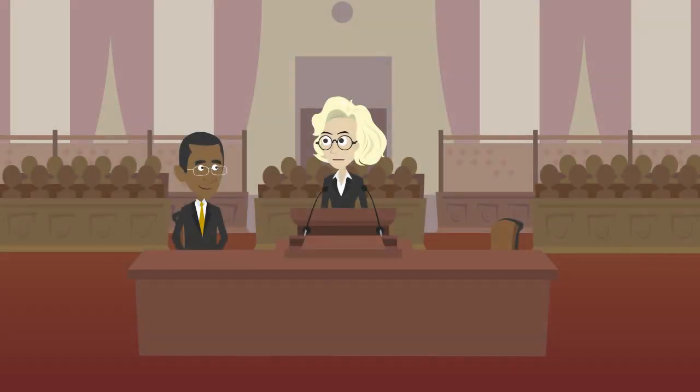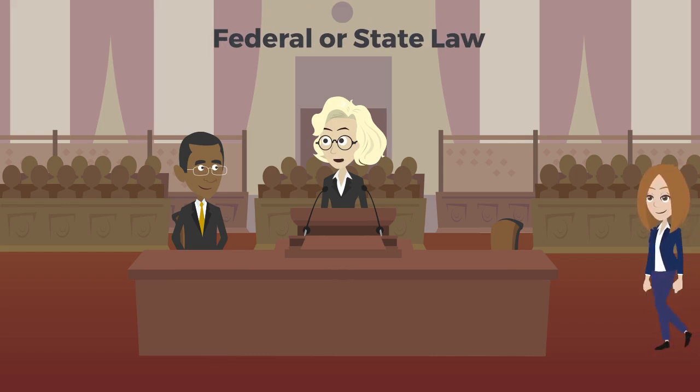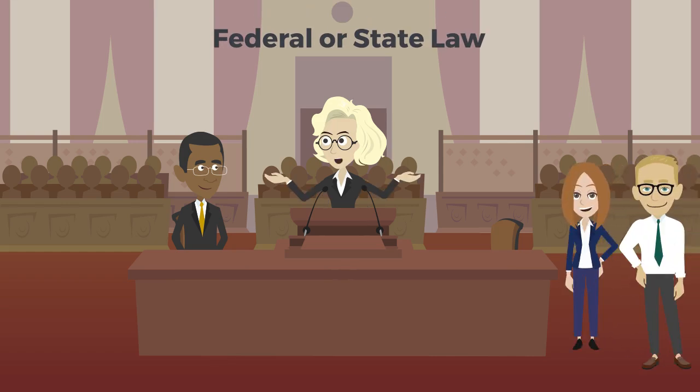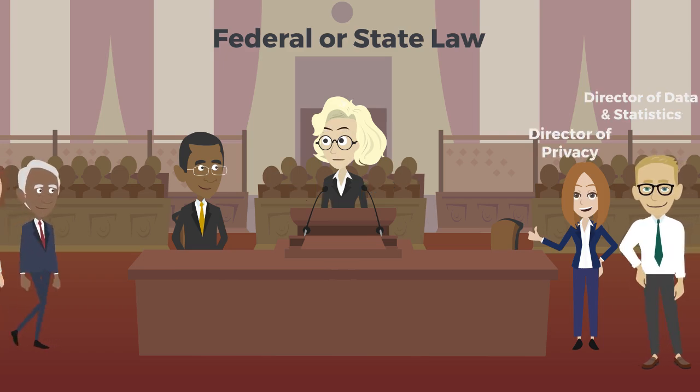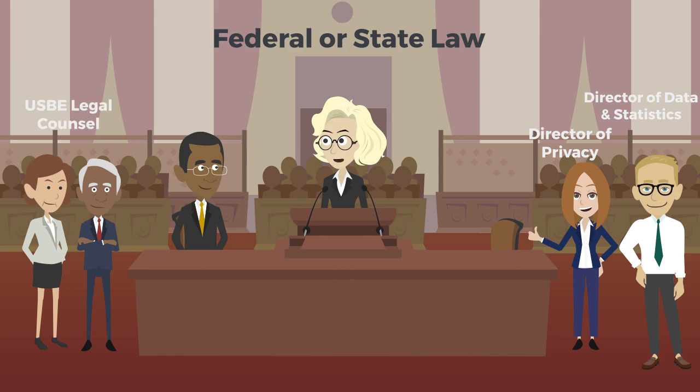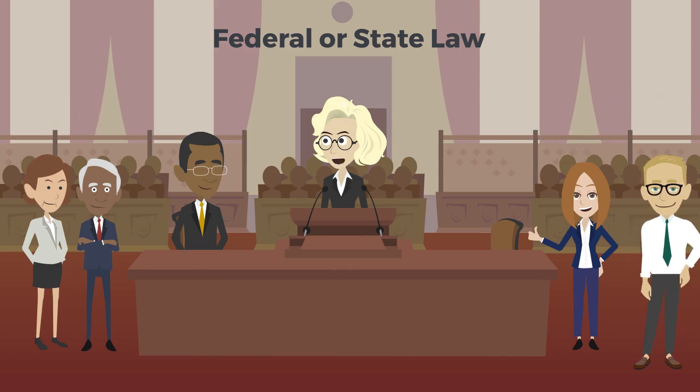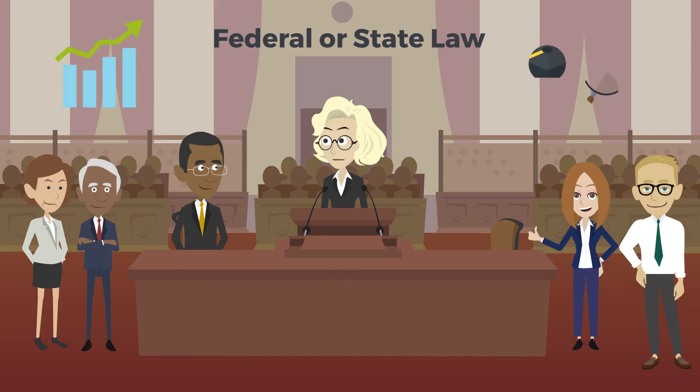A third way data may be requested is when internal student data is required by federal or state law. Even these requests need to be reviewed by the Director of Data and Statistics, the Director of Privacy, and the USBE Legal Counsel. Examples of this type of request would be for federal reporting or conducting studies required by law.